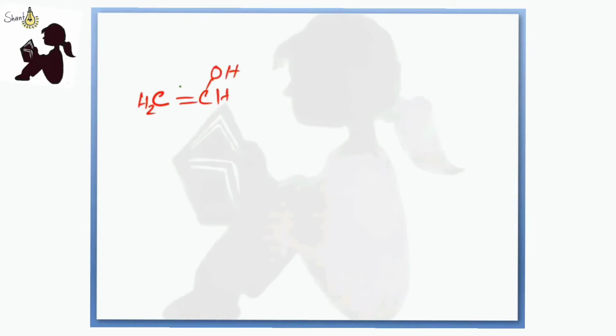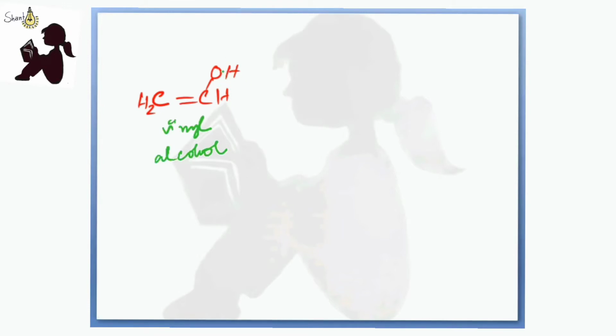Now, here you can see that this is a vinyl alcohol. So, for those who don't know what is vinyl alcohol, that is, if there is a double bond and the carbon atoms which are forming the double bond have the OH or alcohol group in them, then that alcohol will be called a vinyl alcohol. Now let's see how keto-enol tautomerism is formed.